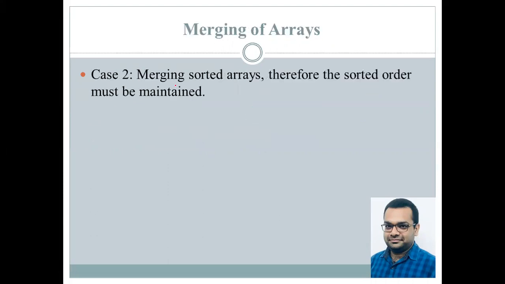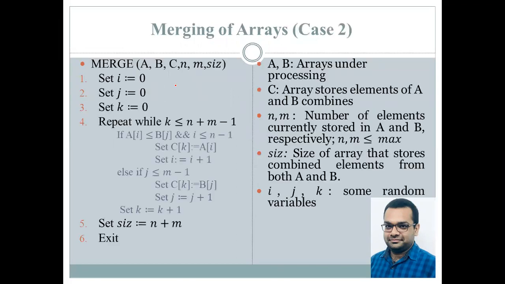Now, case 2 that we'll be discussing is about merging the sorted arrays. The challenge is that the sorted order of the array values has to be maintained even after the merging has been performed. Most important thing, the arrays have been assumed to be sorted in ascending order. In case they are already in descending order, then the checks may differ.